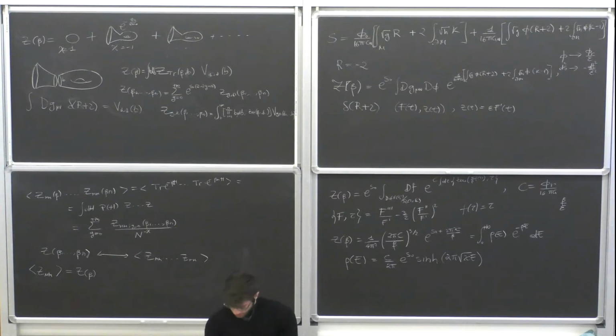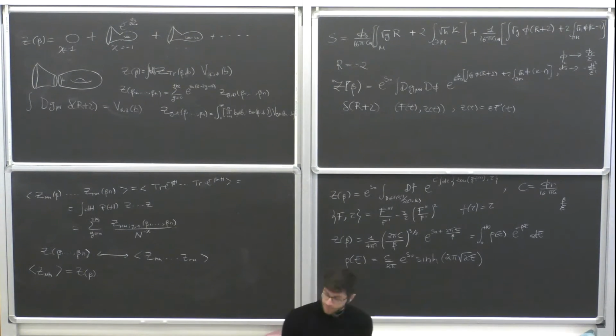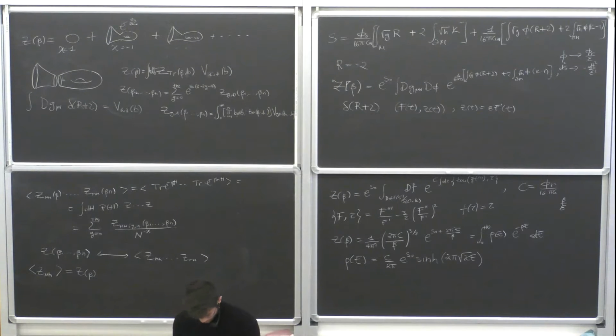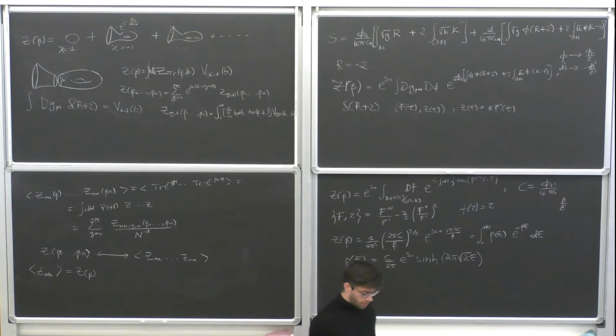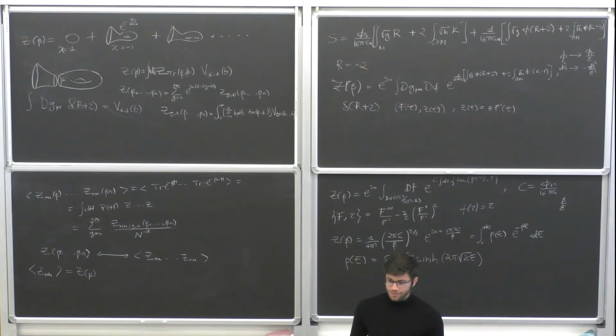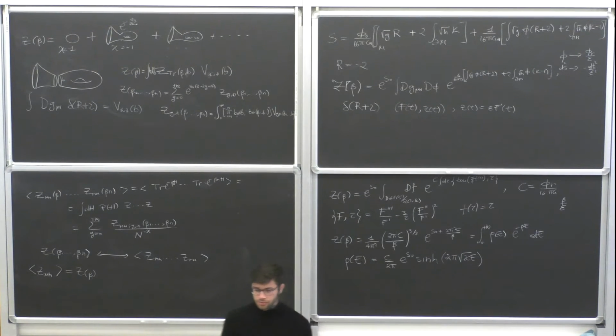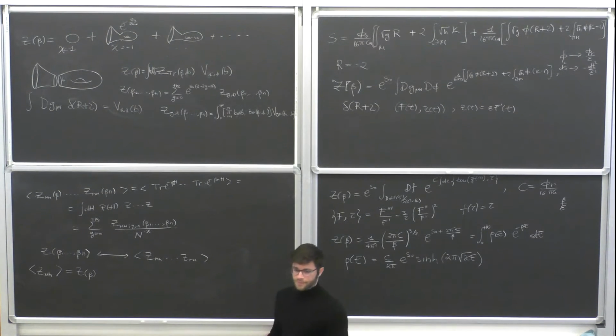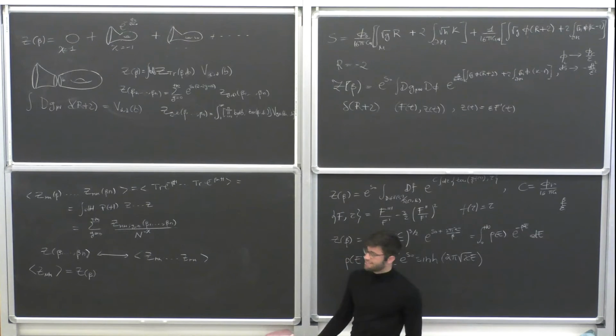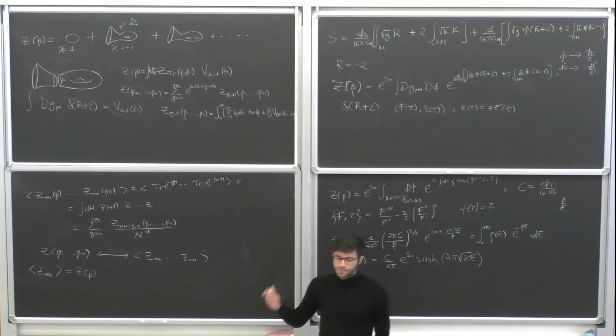So what about the spectral form factor? Yeah, the genus expansion is asymptotic and you need to complete it in some way.